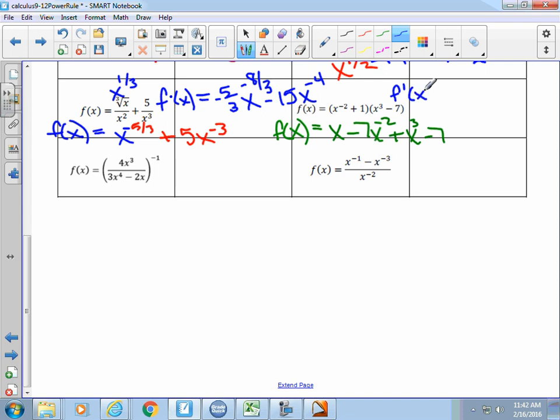F prime of x would then be, what's the derivative of x? 1. Why 1? That's x to the 1. Good, so that's 1 minus 1 is 0. Anything to the 0 power is just 1, so it's just 1 times 1. What about the next piece? Plus 14x to the negative 3. Negative 2 minus 1, plus 3x. Always forget that part.